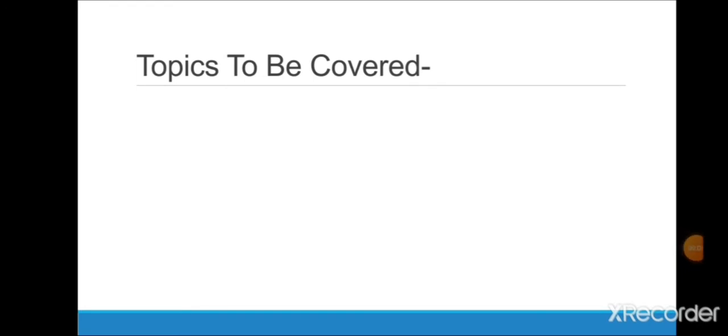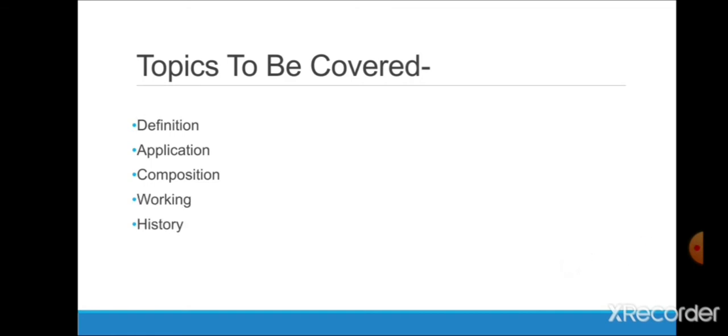The topics to be covered in this session are the definition of the microprocessor, application of the microprocessor, composition, working of the microprocessor, and at last we will see the history of the microprocessor.